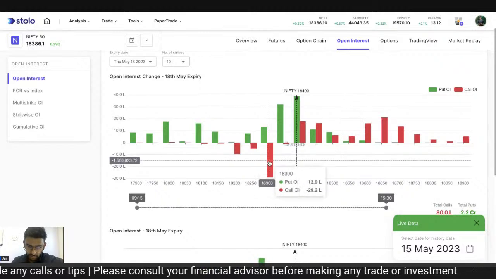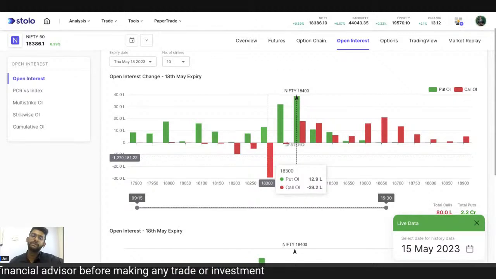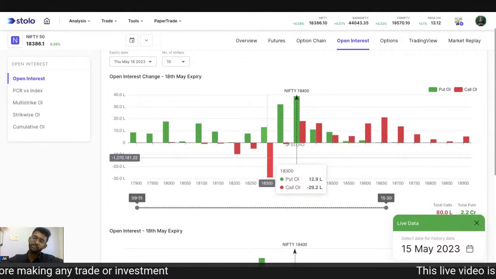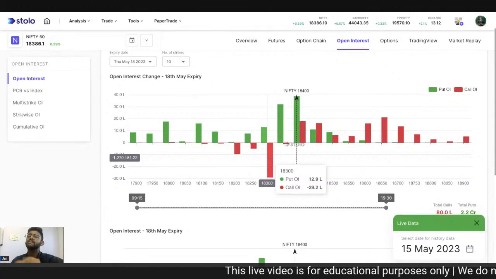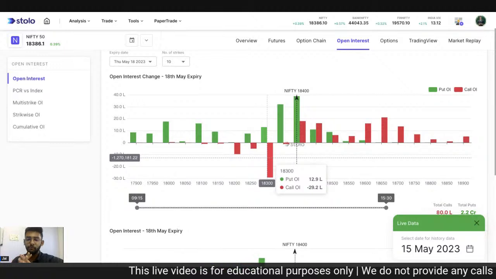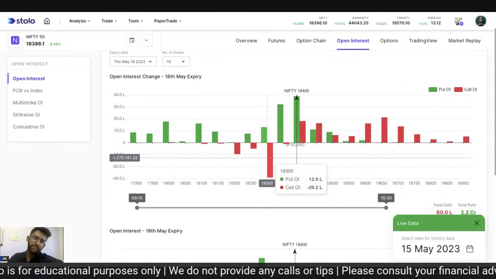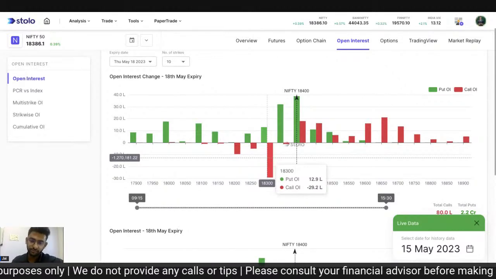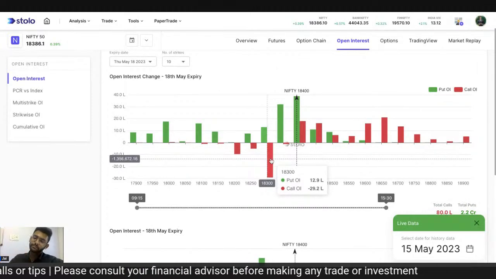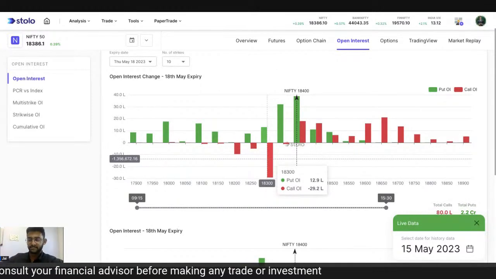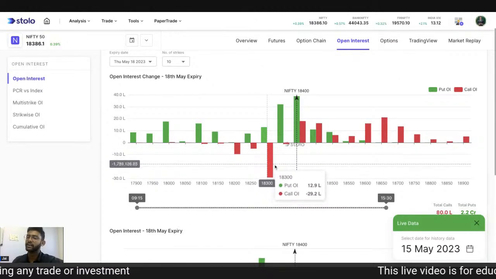At 18,300, we see a lesser number of calls, so there was a selling of call options there, because in the morning itself it did move above that level and went almost to 18,500. I think it moved to around 18,480. That's why there is a lot of sell off here: the market looks like it will stay above this level, and hence people were cutting their positions.